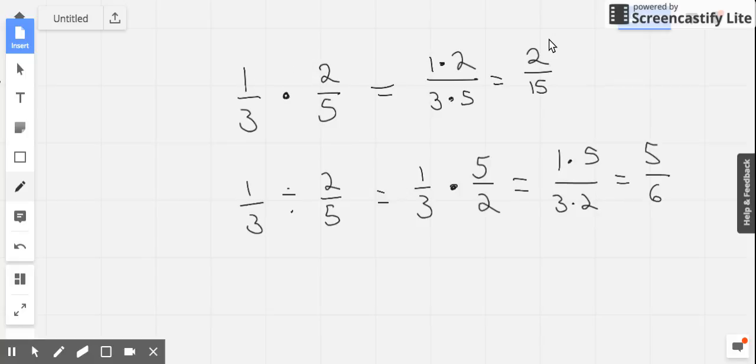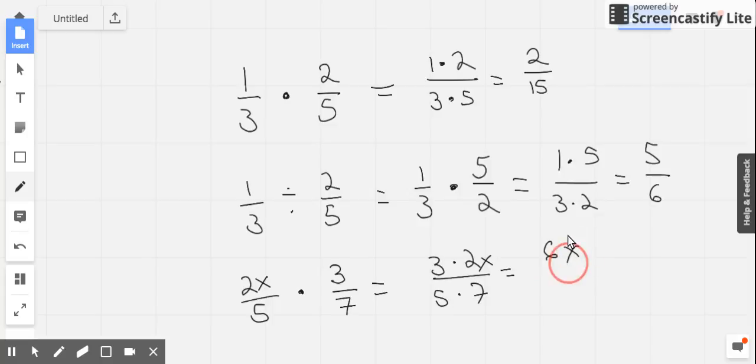So this is how we multiply fractions. This is how we divide fractions. And we are going to write them in this way. And that goes for algebraic expressions and terms as well, right? We could just as easily have 2x over 5 times 3 over 7, which would result in 3 times 2x on top and 5 times 7 on the bottom, or 6x over 35. And it'll work the same way with algebraic terms and expressions, but the math holds. This is how you multiply and divide fractions.